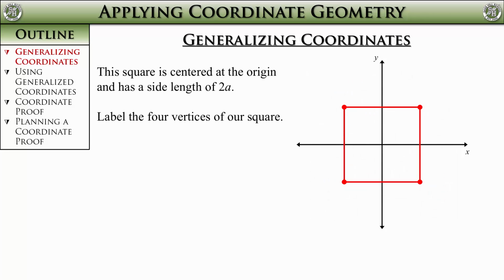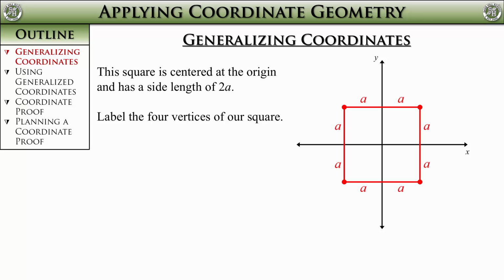Now we have a square, but there are no more labels. The grid is completely gone. We just have our axes and a square plopped down in the middle of it. We are told that this square is centered at the origin with a side length of 2a, and that we are to label the 4 vertices of our square. Obviously, we can't use any actual numbers here. We need to generalize. Since our square has a side length of 2a, we know that these are the lengths of all the line segments that make up the square.